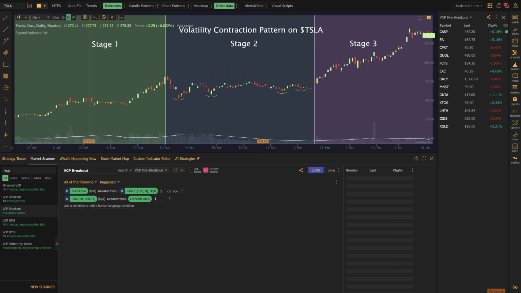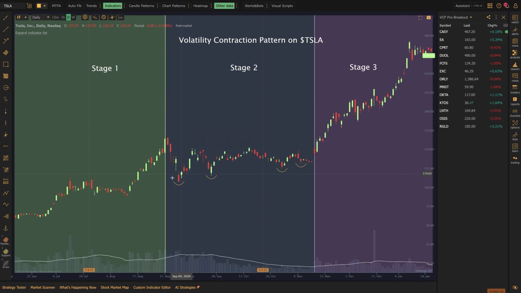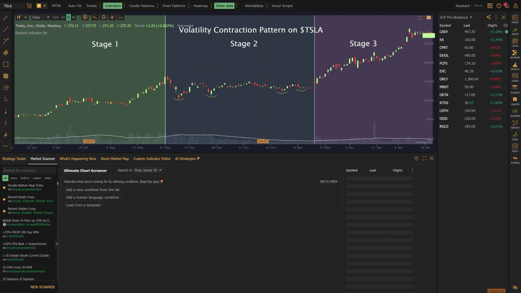The only work required after setting your schedule is to keep your VCP watch list updated, and TrendSpider will send the breakout alerts automatically. I just gave you guys a lot of scanners and information, so let me do a quick recap.